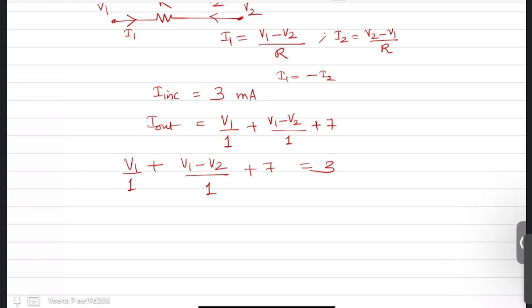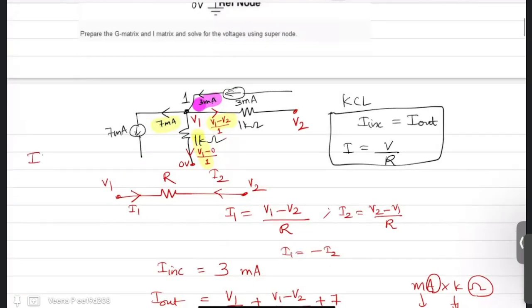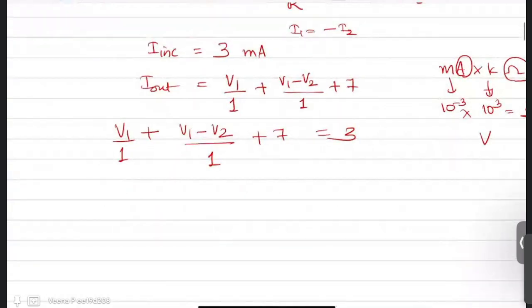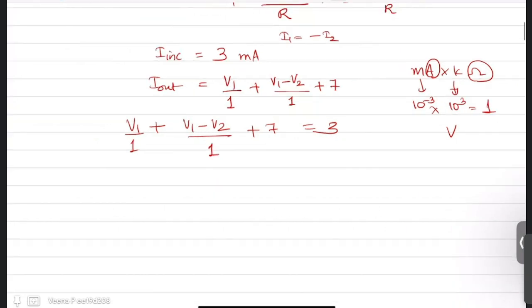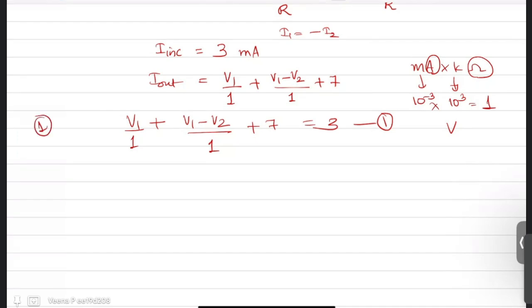Now the currents are all in milliampere and resistances are all in kilo ohm. So when you multiply milliampere times kilo ohm, milli is 10 raised to minus 3, kilo is 10 raised to 3, so this becomes 1, and ampere times ohm is volts. So when you multiply the currents in this branch and the resistor, you will get voltage in volts. That is why I am not writing 10 raised to minus 3 or 10 raised to 3. Hope you all understood my point. So this is the first equation, the nodal equation at node 1.